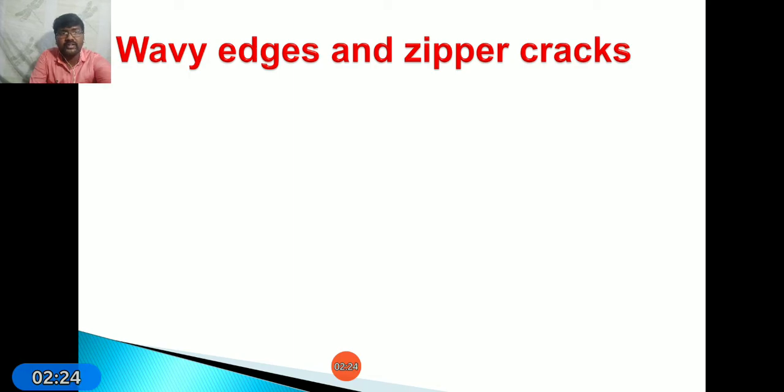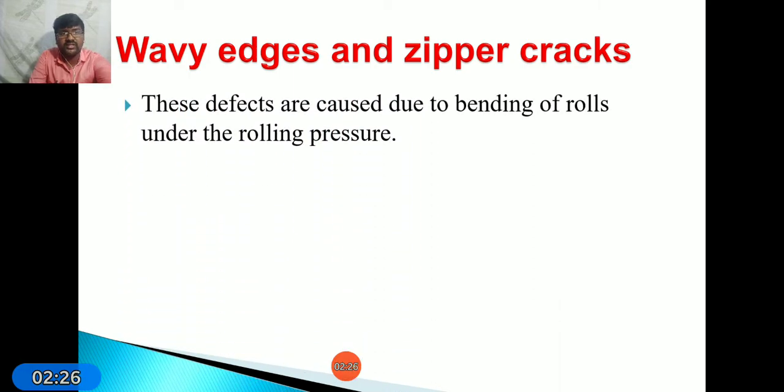Coming to wavy edges and zipper cracks, these defects are caused by the bending of rollers under the rolling pressure. We already discussed that when rolling hard materials, we have to apply a greater amount of force on the workpieces. Due to this, the rollers will bend because of the hard materials.